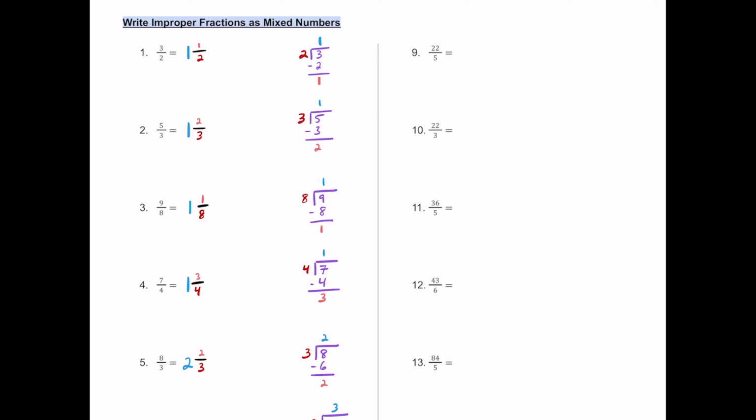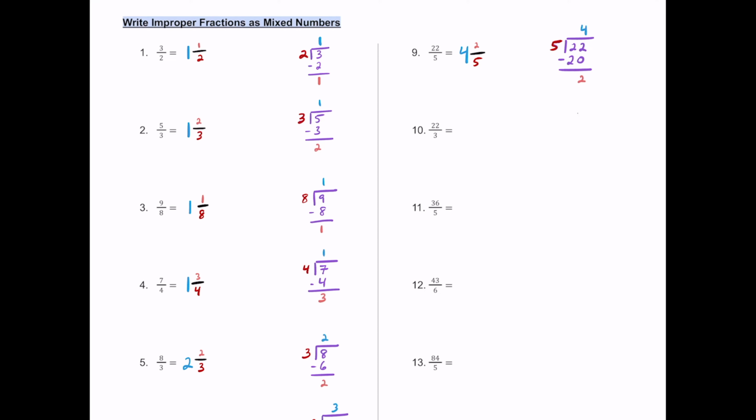For number 9, we have 22/5. So let's go ahead and try the division for this one. So 22 divided by 5. And so this 5 is going to be the same denominator that we're going to use in a little bit. So 5 goes into 22 4 times. 4 times 5 is going to be 20, and our remainder here is going to be 2. So our mixed number here is going to be 4 wholes, and the remainder is going to be 2 out of 5. So let's put 2/5 as our fractional part here.